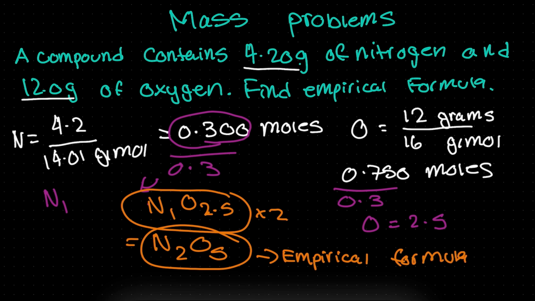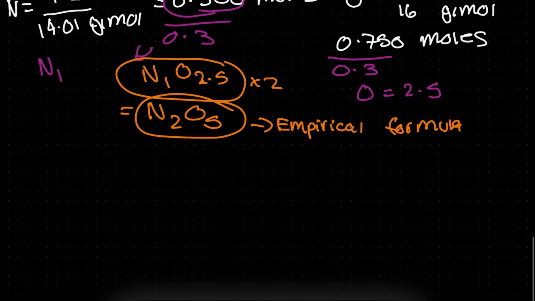So why do we care about empirical formulas? Well, they help scientists determine the composition of new compounds. They're a stepping stone to finding the molecular formula, and empirical formulas are essential in analyzing and identifying chemical substances in labs and industries. So let's do one more challenge problem, which you guys will try by yourself.